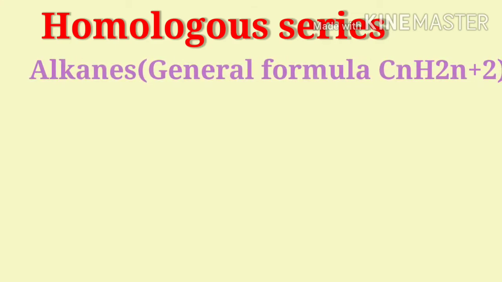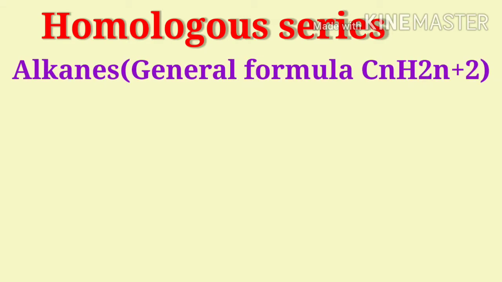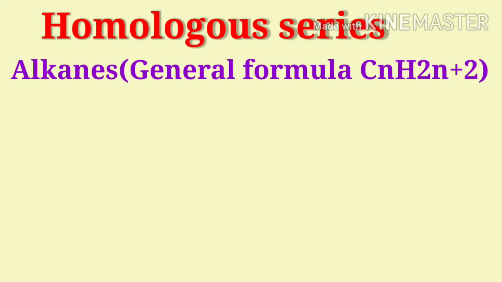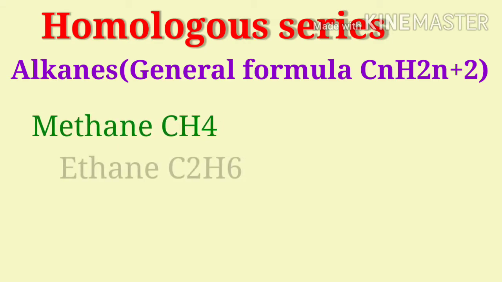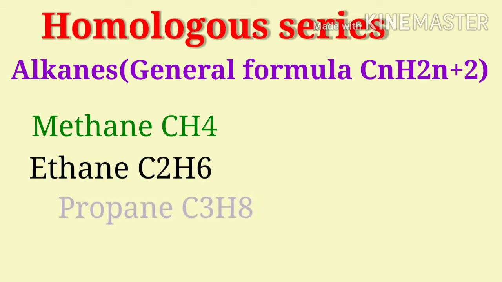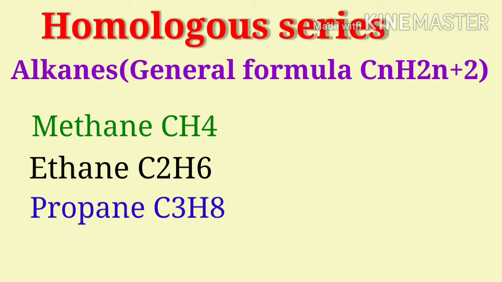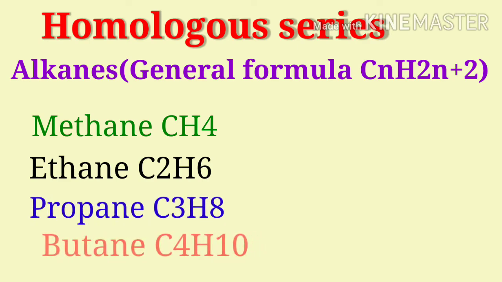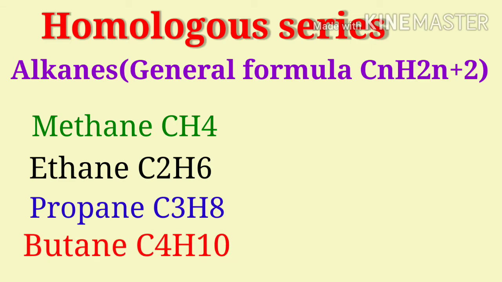Our first series is that of alkanes with general formula CnH2n plus 2. If we substitute n is equals to 1, 2, 3, we get successive members of the alkane series. So if we substitute n is equals to 1, we have first member of the series methane CH4. n is equals to 2 will give us second member ethane C2H6. n is equals to 3 gives us third member of the series propane C3H8. Butane is the fourth member of the series C4H10 with n is equals to 4.